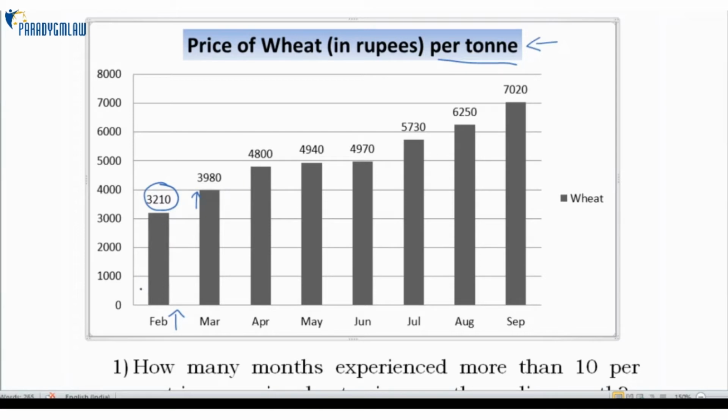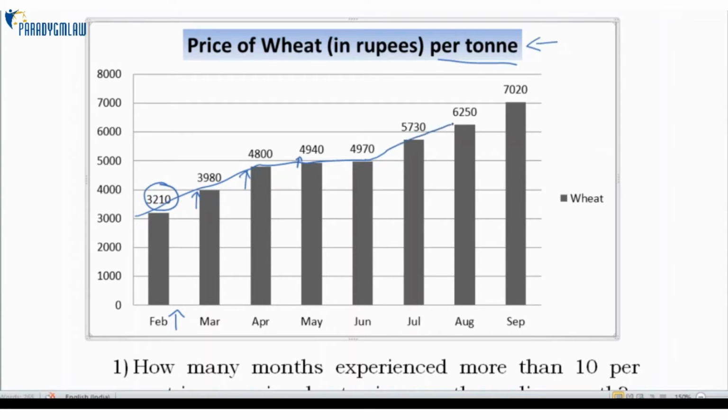And again here there's a huge jump, but between April and May the jump is very slight. It's a little bit, maybe 100 and a little more. So it's 4,800, 4,940, so 140 is the difference. But that is when you calculate. When you simply look at the graph, you should be able to say that there has been a steady increase, and then it moderately leveled off, and then again there's been a rise.